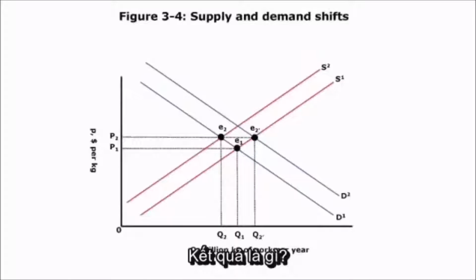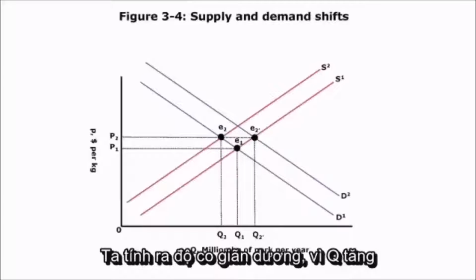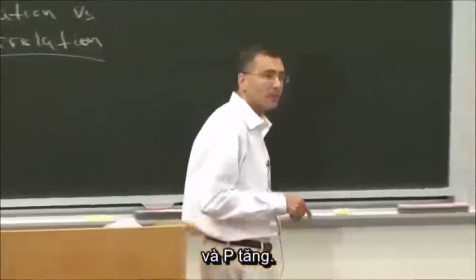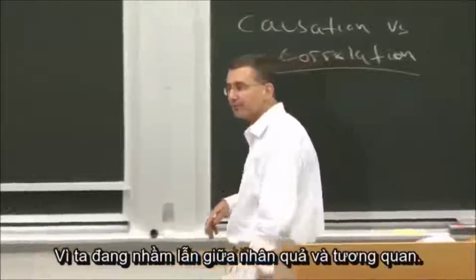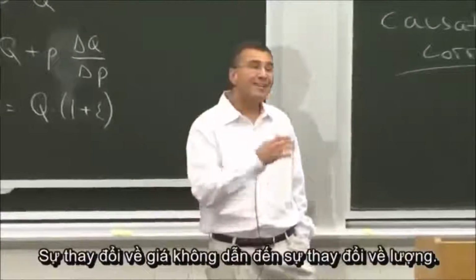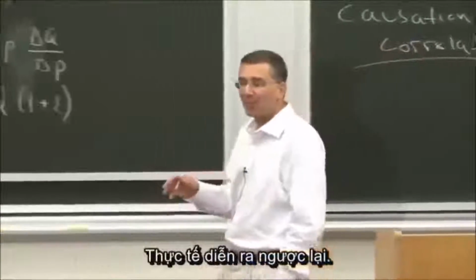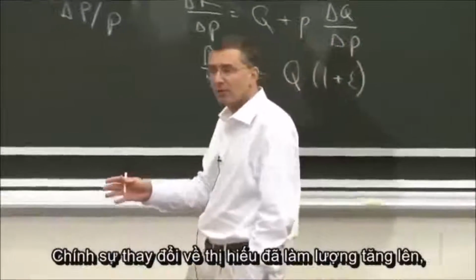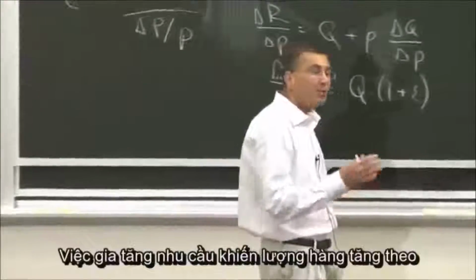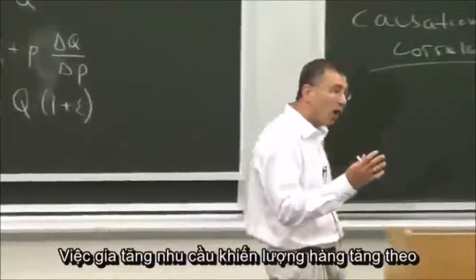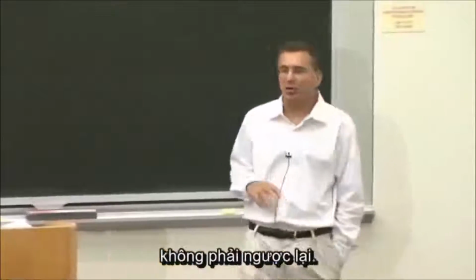And what do I get? A wrong-signed elasticity is what I get. I get a positive elasticity because Q's going up and P's going up. Okay? Why? Because I'm confusing causation with correlation. It's not the price change that caused quantity to change. In fact, it's the opposite. It's a taste shift which caused quantity increase, which drove up the price. It was a demand increase which caused the quantity demanded to increase, which drove up the price. So it's the quantity driving the price, not the price driving the quantity.